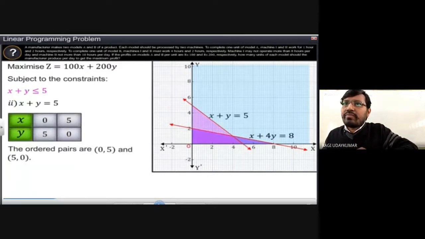This is a line here, x plus 4y equals 8. Substitute the origin. Suppose we are taking x plus y less than or equal to 5. So the line x plus y equals 5 should be drawn. Then which side do you have to shade? Less than or equal to represents a half plane. And whenever equal to is given, the points present on the line are also to be taken into consideration.